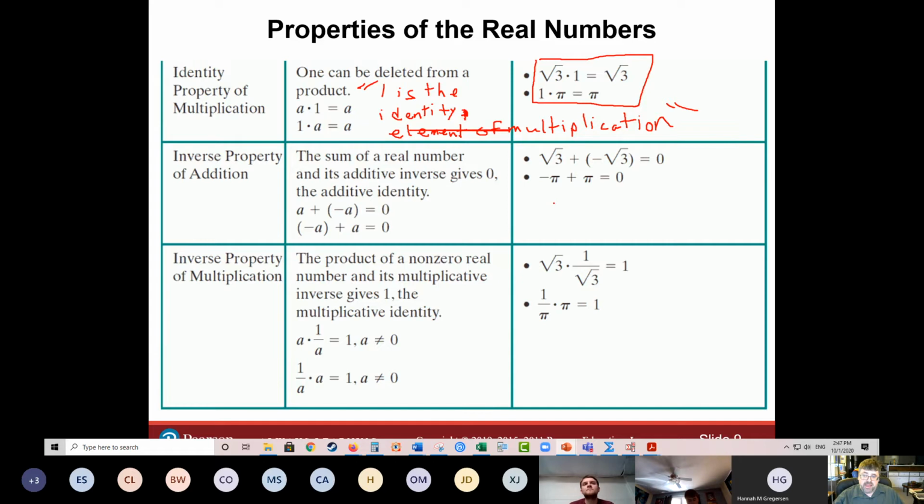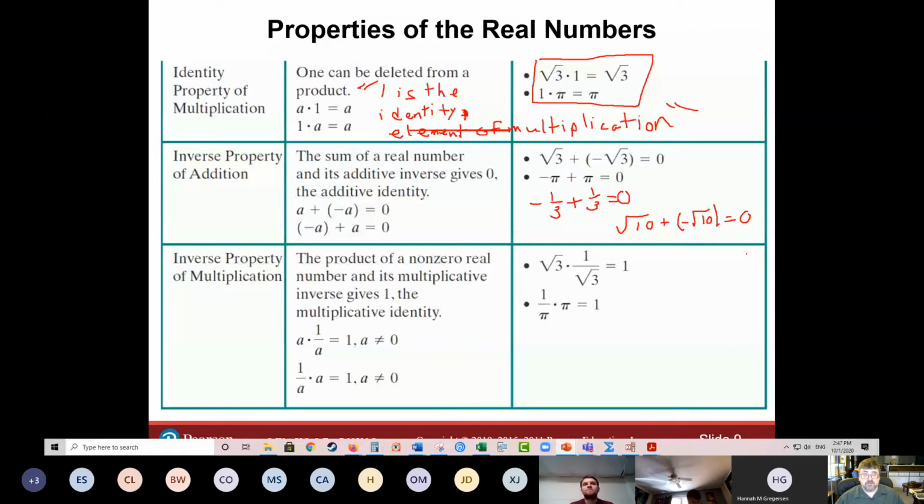And so if you start with negative 1/3, negative 1/3 plus positive 1/3 is 0. If you started with the square root of 10, the square root of 10 plus the negative of the square root of 10 is 0. Any number plus its additive inverse is 0. The additive inverse of a number is simply that number with an opposite sign. So if it was positive, it becomes negative. If it was negative, it becomes positive.